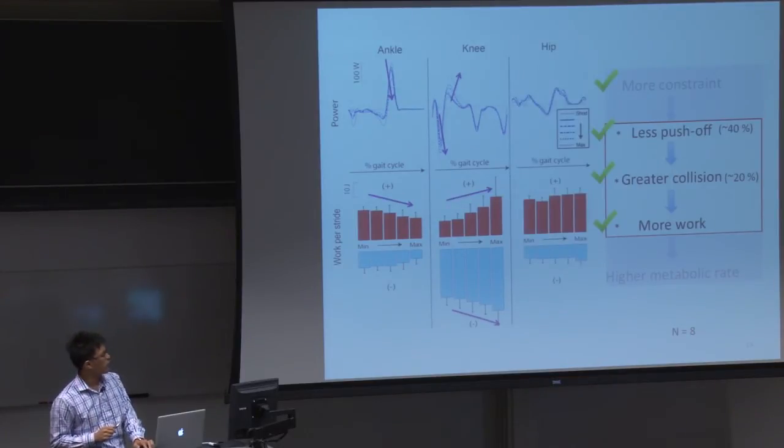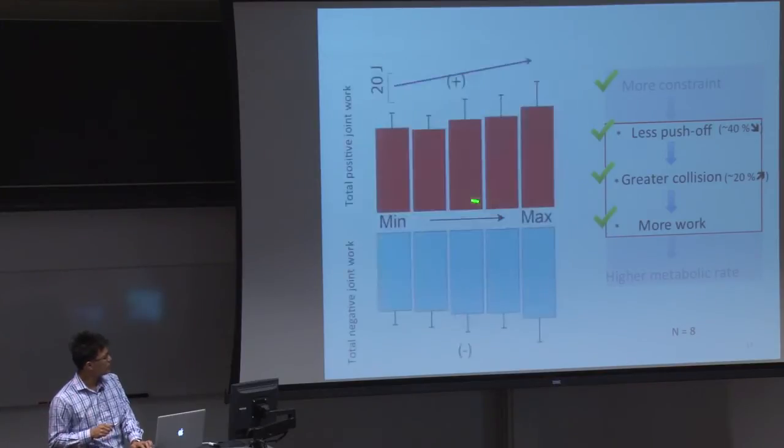And for your information, we also looked at the hip joint, but we didn't observe any significant change in the hip work over all the constraints. So we can sum up all this work to get the total positive joint work and the total negative joint work. We found that when we have more constraint, the total positive work increased, about 60% compared to the no constraint case.